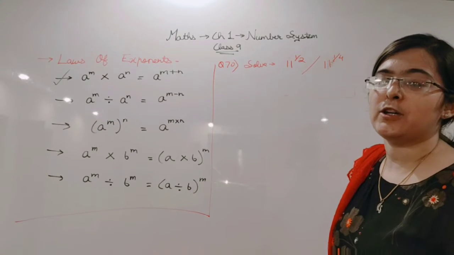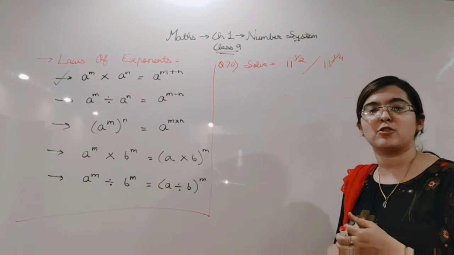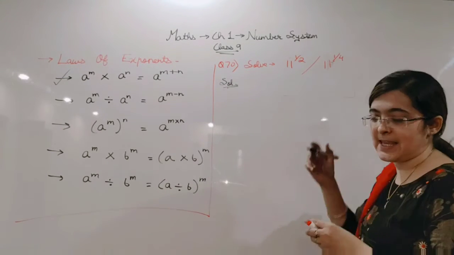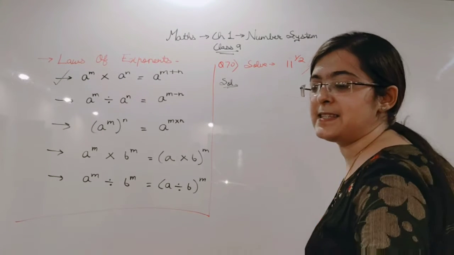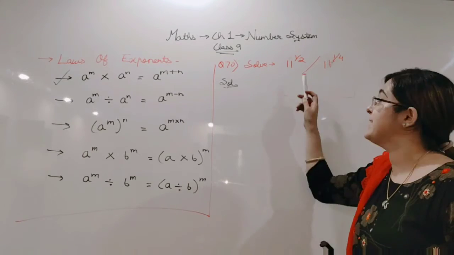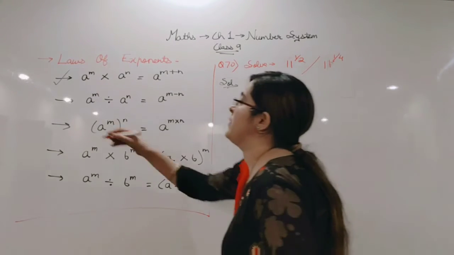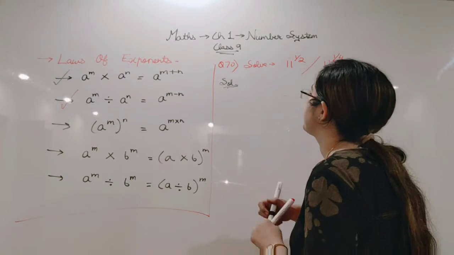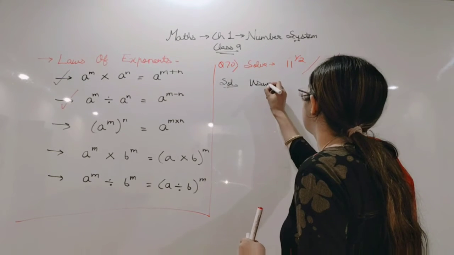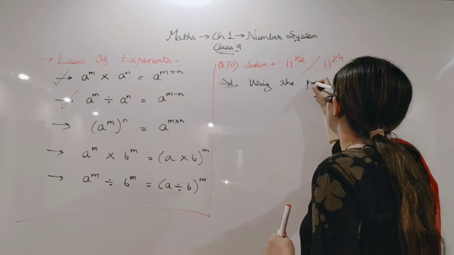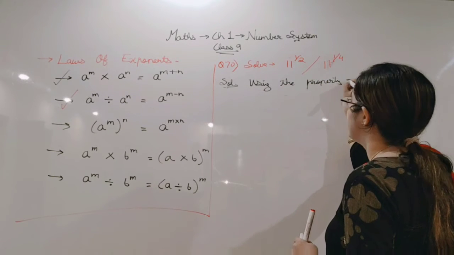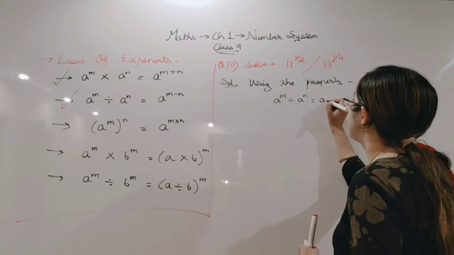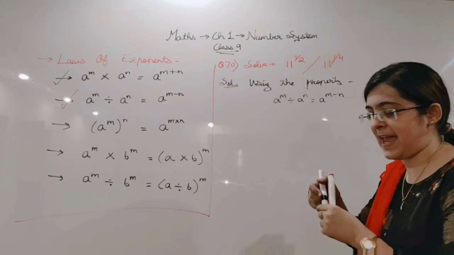Okay, so what I have told you is that first you have to decide which law is to be applied. In this, since the base is same and the powers are different and there is a division sign in between, we will apply the second property. Okay, what we will write? Using the property: a to the power m divided by a to the power n gives a to the power m minus n.